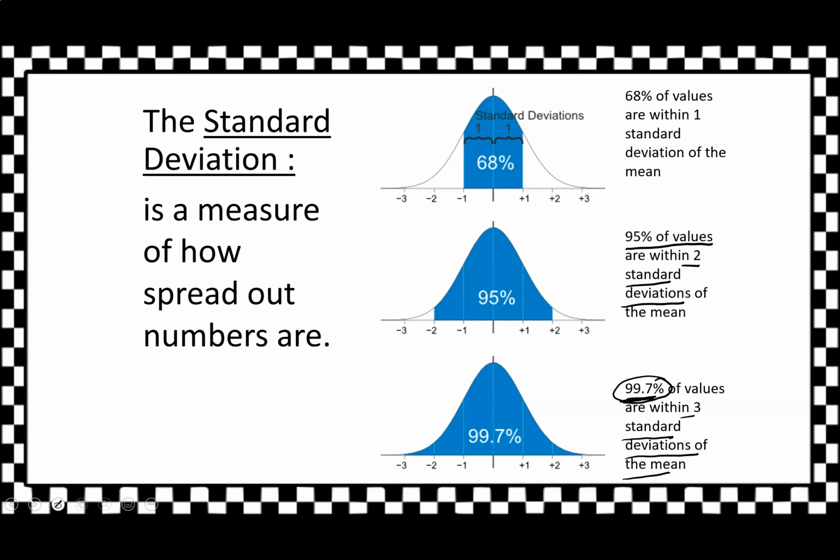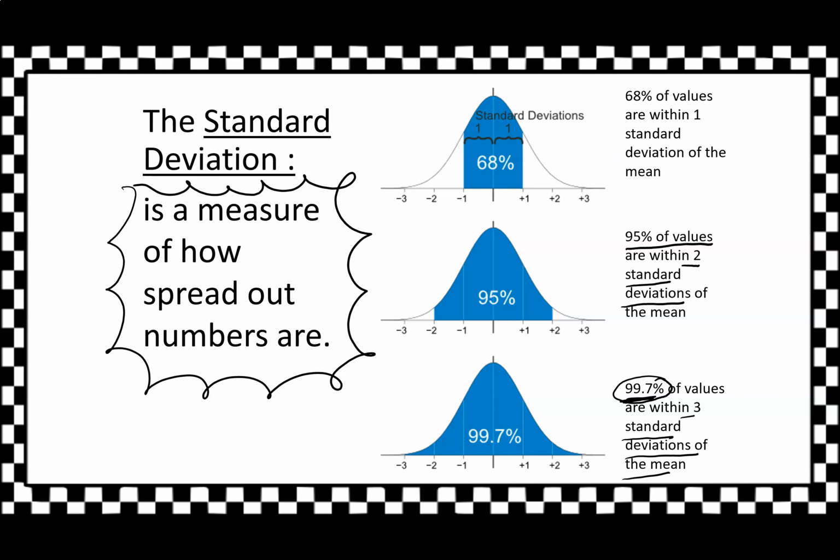And so what we're really trying to summarize here is what is standard deviation, and this is a hugely important summary. That standard deviation is the measure of how spread out the numbers are. Okay, so that is very important for understanding the next problems.